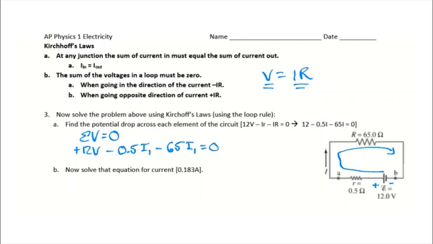And now all we have to do is solve that equation. So we get 12 volts is equal to 65.5 I1, and we can just go ahead and divide to solve that. And there we have it. So the current that passes through this circuit is 0.183 amps.